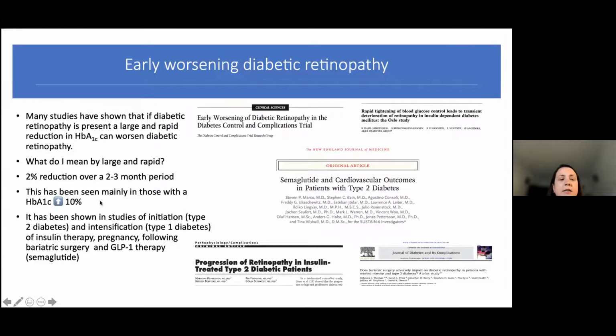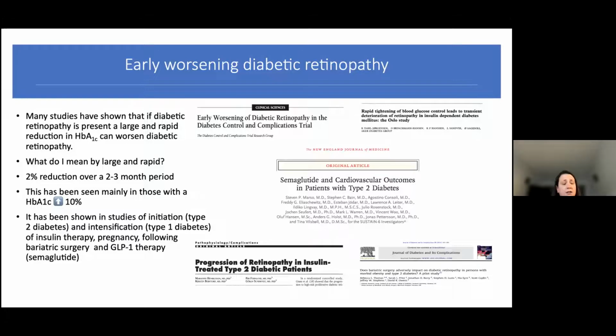And this is mainly seen in those who already have an HbA1c of over 10%. So if you have an HbA1c of 8% and you're going to reduce it down to 6%, it's probably not going to have an issue. But at the higher HbA1c levels, if you do have this rapid reduction, then it could be a problem. It's something that you should be aware of and to look out for. It's not always something you can control.